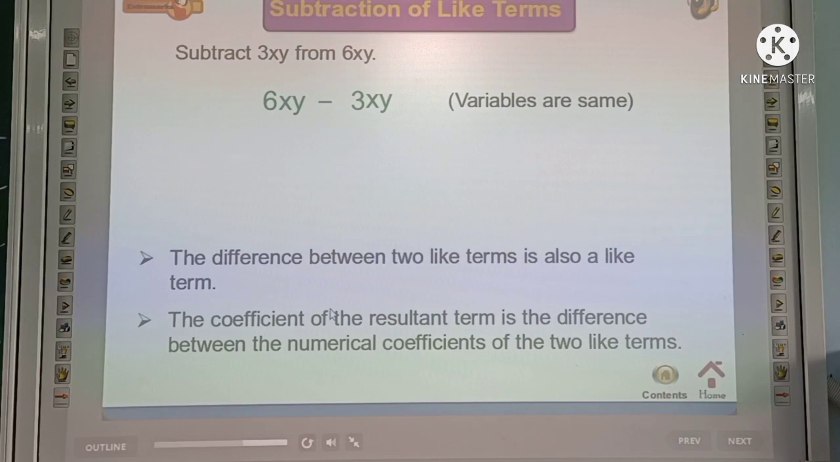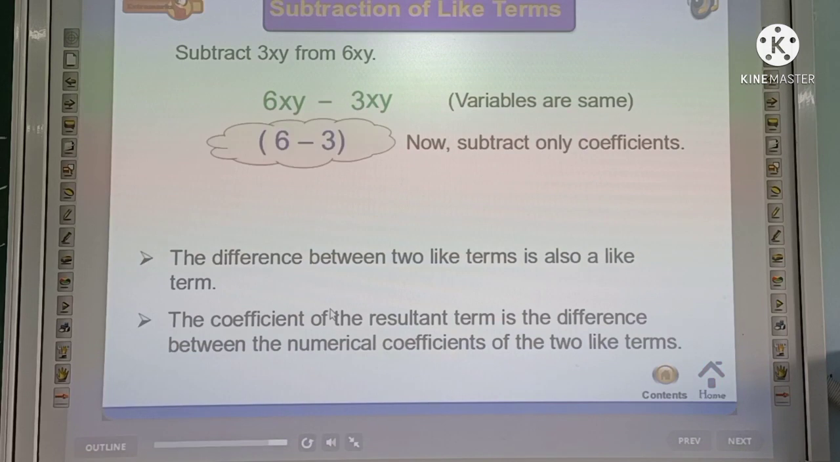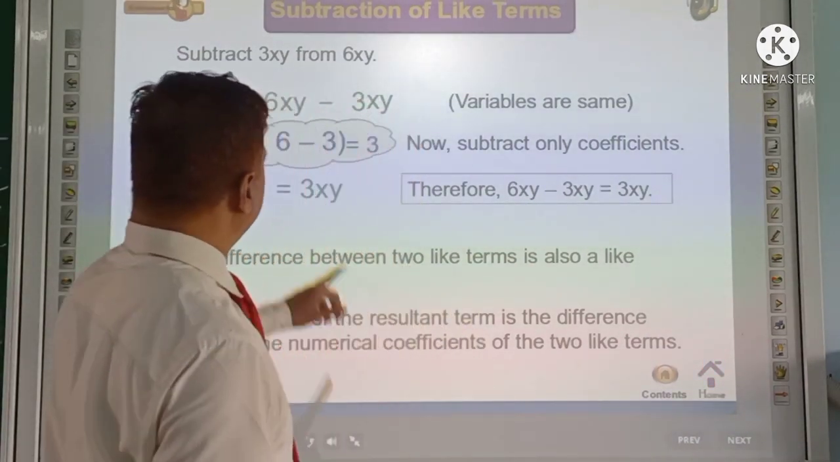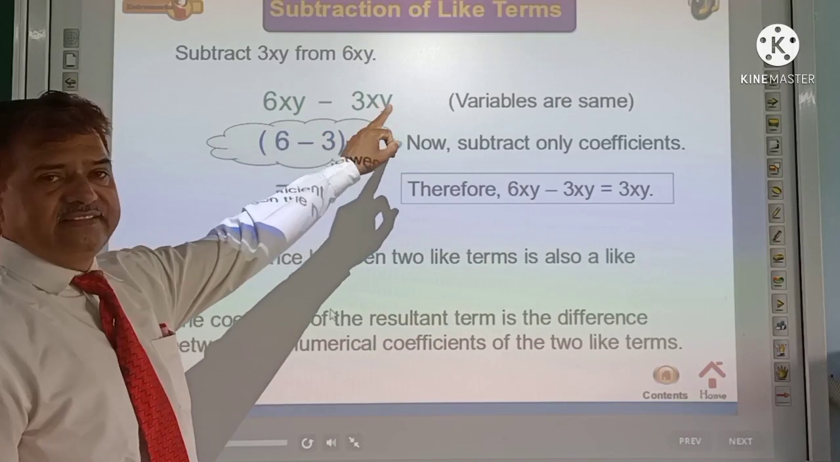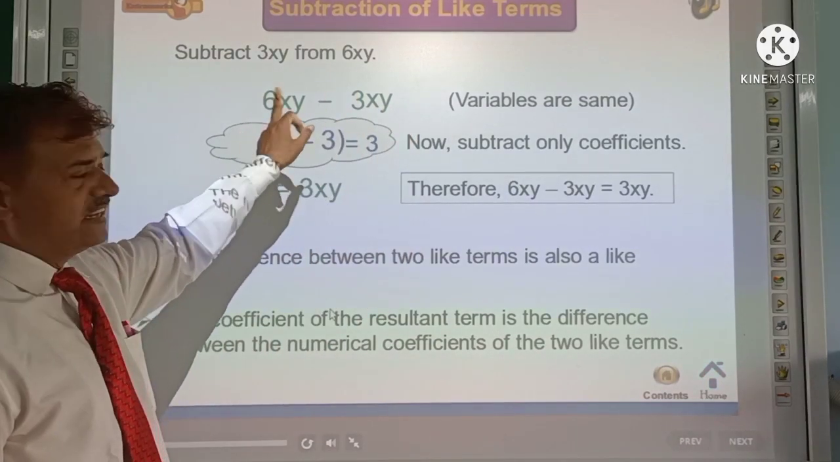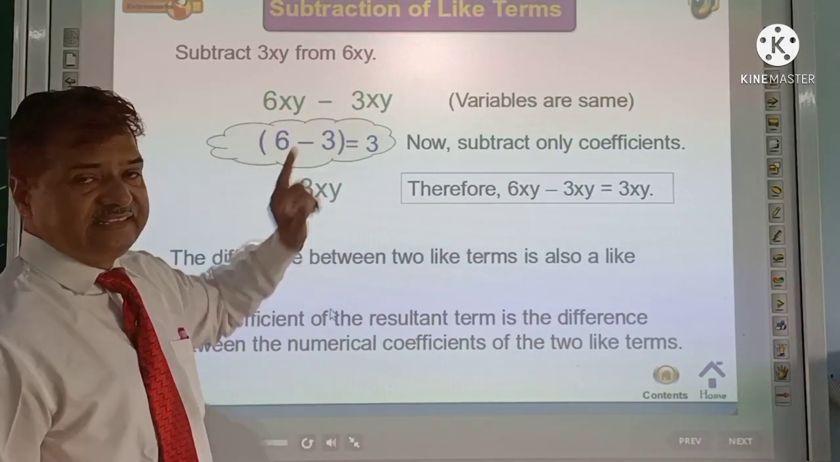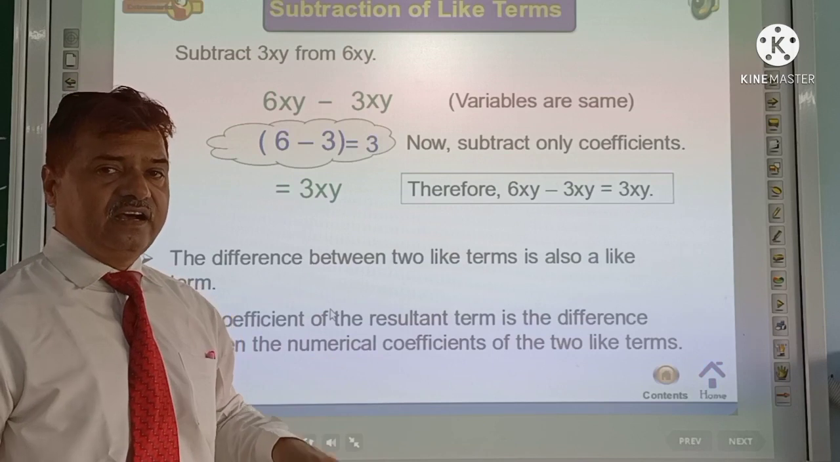Remember, the coefficient of the resultant term is the difference between the numerical coefficients of the two like terms. In our example, the difference of the coefficients of the terms is 3. Hence, the required difference is 3xy. Students, once again, 6xy is greater than 3xy. Positive is greater than negative. So we can say 6 minus 3 is equal to 3xy is the answer.